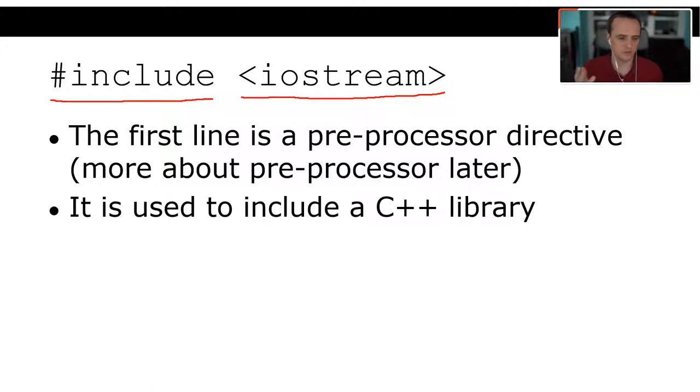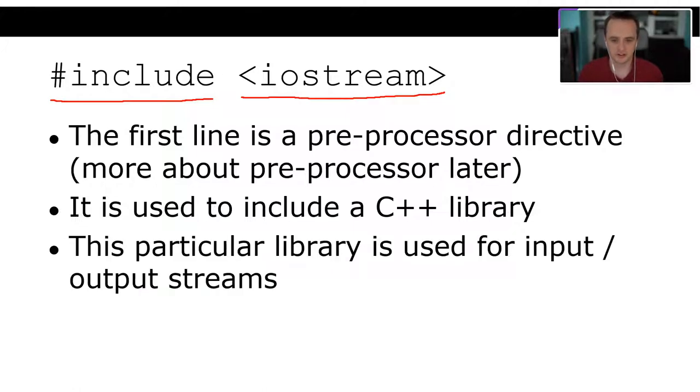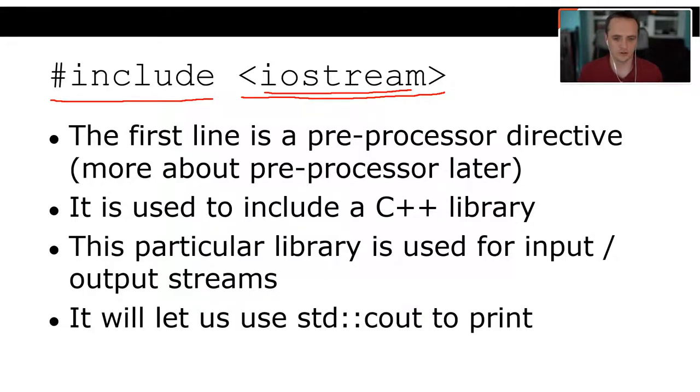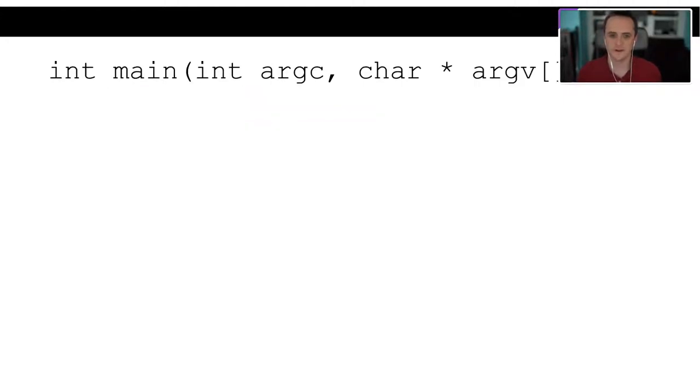So in Python, we would say import, I believe. In Java, it's something else. So this is used to include a library in C++. This particular library called iostream, or input-output stream, is used for input-output streams. So if we want to output to the console in C++, we will use iostream. So it will let us use std::cout, this syntax, in order to print things, and those things will come out in the console.